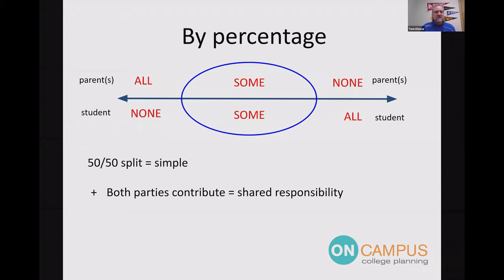So here's the percentage, and it's maybe the easiest one to think about. So you can say, look, our budget is this, or it's wide open, but whatever we have, we're going to divide it right down the middle as a family. Parent, I'm paying half. Student, you are paying half. Both parties are contributing equally. It truly is a shared responsibility.